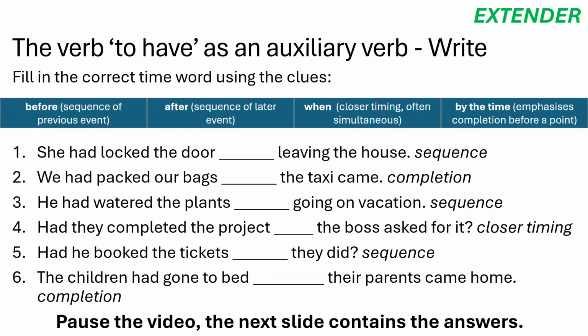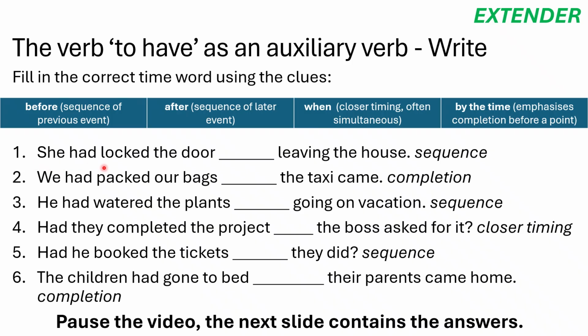Here is an extender for anybody who would like a challenge. Fill in the correct time word using the clues. Before indicates the sequence of the previous event. After indicates the sequence of a later event. When shows closer timing, often simultaneous. And by the time emphasizes completion before a point.